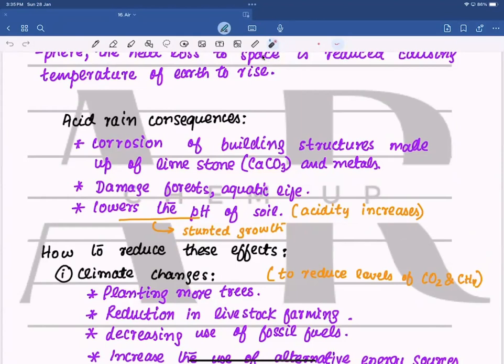Now, am I clear, Khatija? We reduce the acidity by adding calcium oxide to it. That is a base, so it neutralizes the acid. And we also add calcium carbonate because it also reacts with the acid and neutralizes it. So as a result, the acidity comes back to neutral.